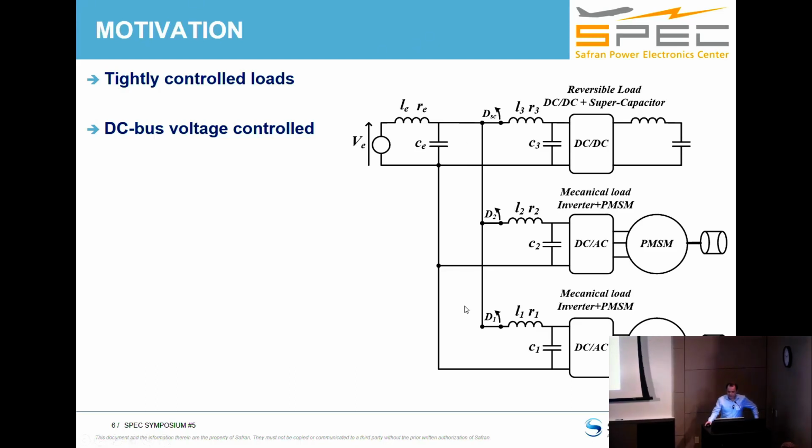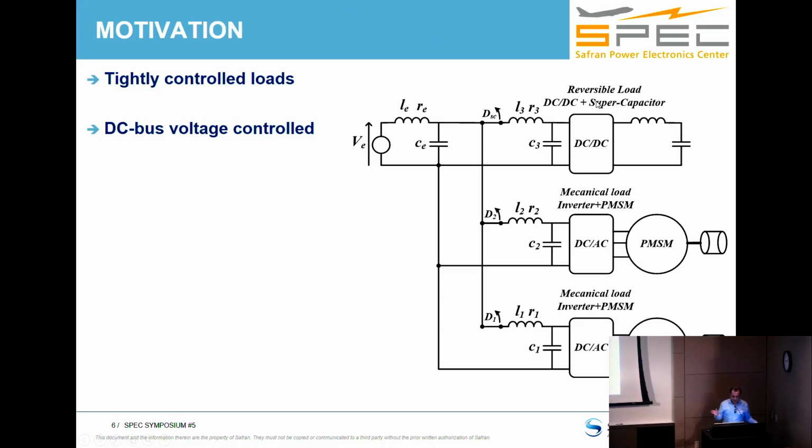You have a distributed DC bus supplying several loads and coming from a DC power supply. In these applications, loads are very tightly controlled because we need good performance. So all these DC-DC converters are tightly controlled, and the DC bus voltage is also controlled by the storage element here. Here, this storage element is a supercapacitor or ultracapacitor.